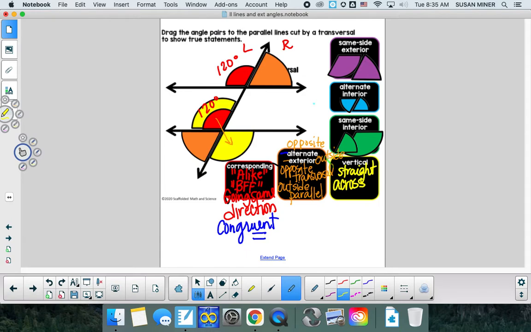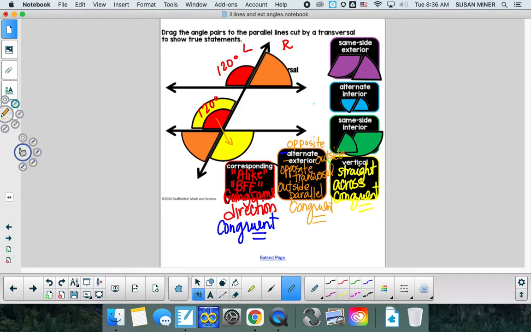I missed part of this. Remember, vertical angles are congruent. I forgot to tell you guys, they're equal to each other. Alternate exterior angles, alternate, right? The two orange angles here are also congruent to each other. They're the same angle measurement. Forgot to tell you guys that. So alternate exterior angles are also equal to each other.